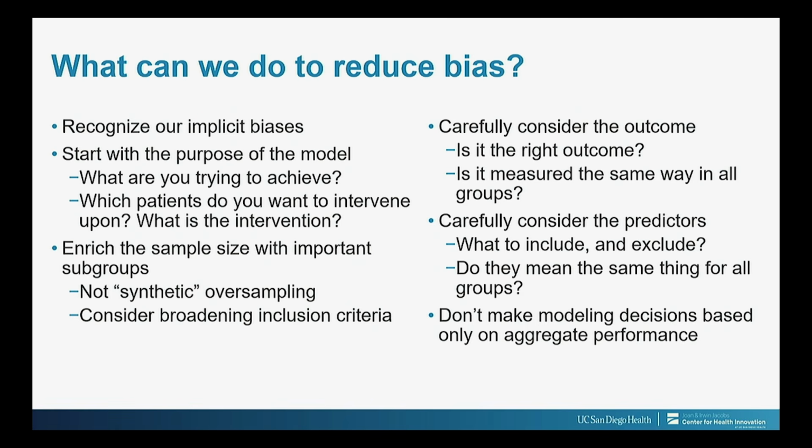Carefully consider the outcome. Is it the right outcome? That was the key finding with Ziad Obermeyer's work: it wasn't the right outcome, and so everything downstream of that outcome was problematic. Carefully consider the predictors. What are you including? What are you excluding? And do those things mean the same thing for all groups? And don't only make modeling decisions based on aggregate performance.